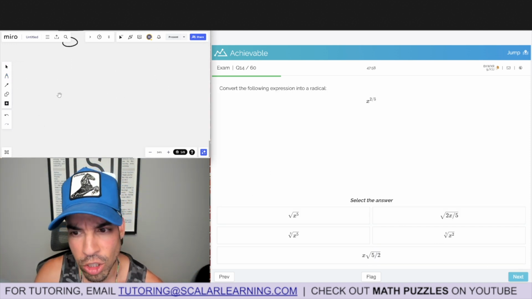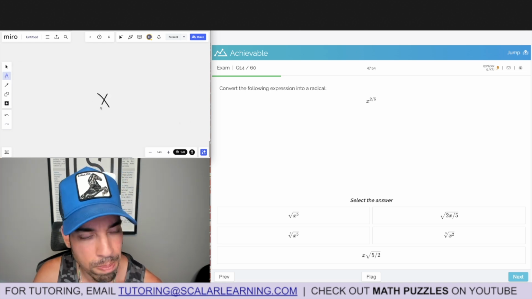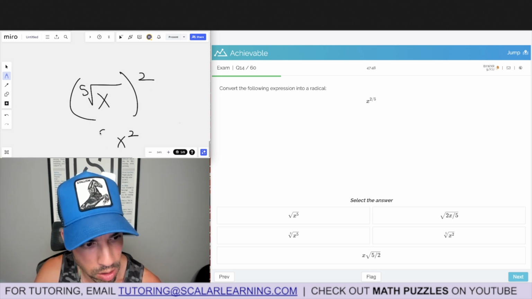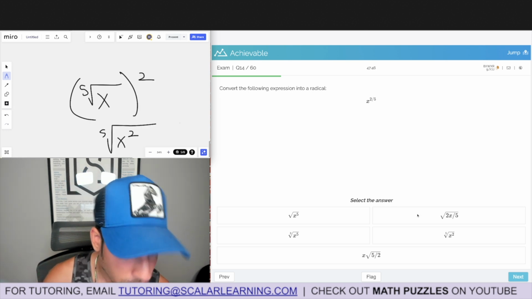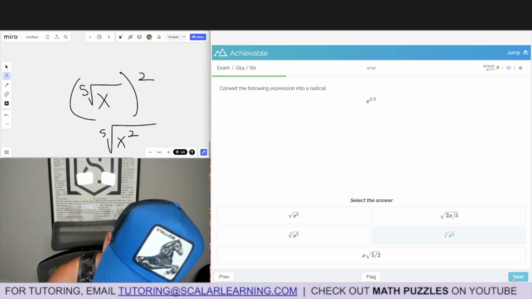Next, convert the following expressions into a radical. So we want radical format. The bottom number is the root, the top number is the exponent. Or I could write it like this, x squared and the fifth root. These are both the same. So let's see if we see it. Fifth root of x squared, I see it right here. That's the winner, boom, done.